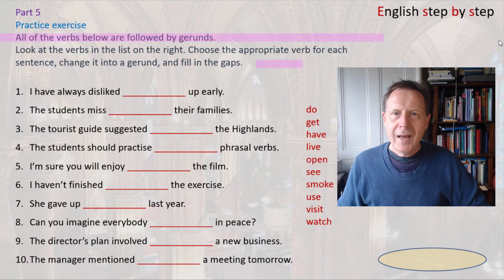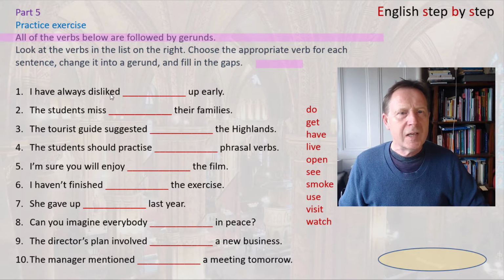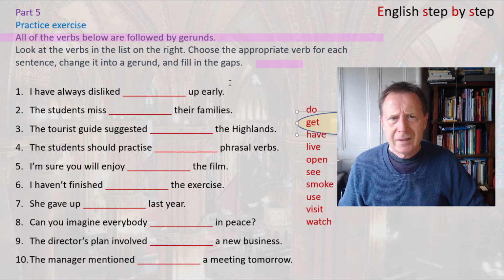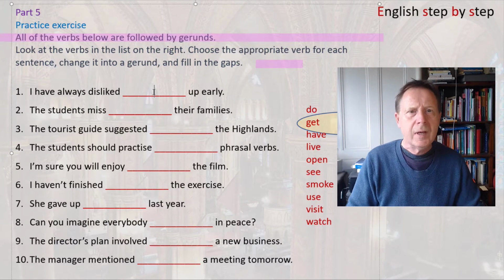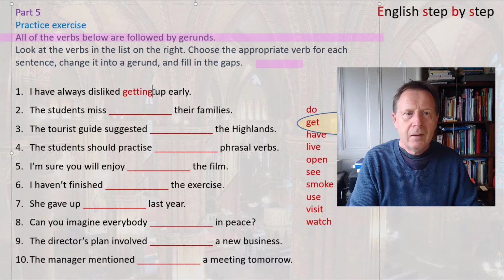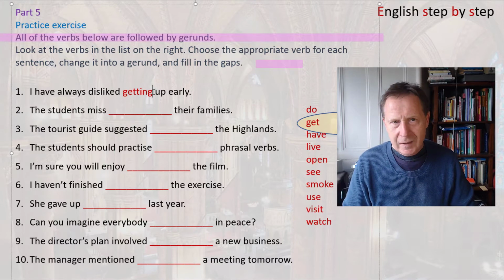So let's go through the answers to the practice exercise. Number 1, I have always disliked something up early. Now this is a phrasal verb, and the verb we need is get. So let's make that a gerund, and remember it's double T, getting up early. I have always disliked getting up early.